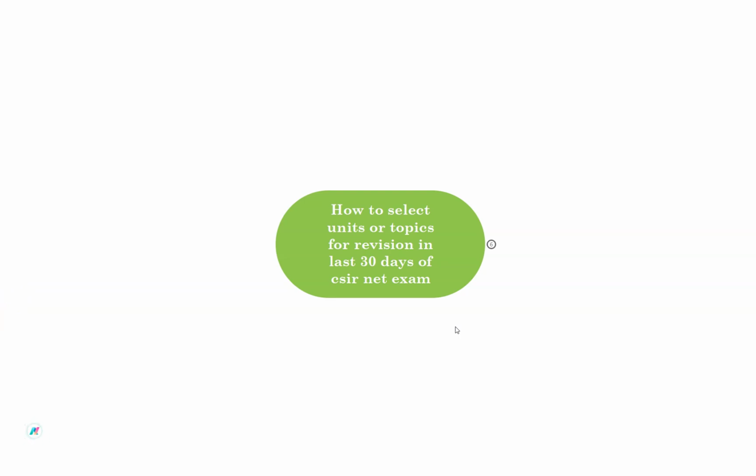CSIR NET Life Science exam is highly competitive, and an effective revision strategy is crucial for success. This exam covers a wide range of topics, and it is very important to focus on the units that will maximize your score based on your current level of preparation. By strategically selecting units for revision based on your preparation level and prioritizing units according to their importance and your comfort level, you can optimize your study plan and enhance your chances of success for this exam.